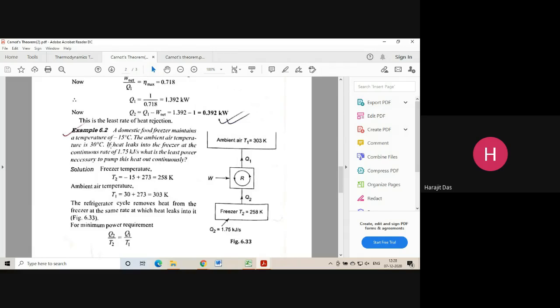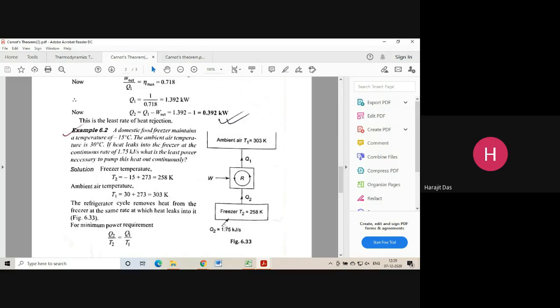Understood? Now it is said that heat leaks into the freezer at the continuous rate of 1.75 kilojoule per second, means heat is coming in at 1.75 kilojoule per second, because it is running in a cycle. So at the end of the cycle, this amount of heat, 1.75 kilojoule per second, is coming to this freezer. So in the same way this freezer needs to give away this amount of heat to the refrigerator, isn't it?